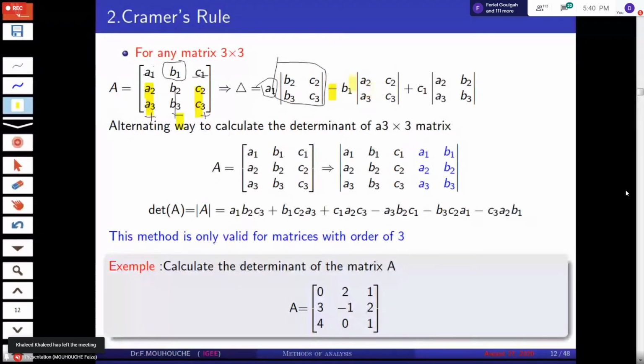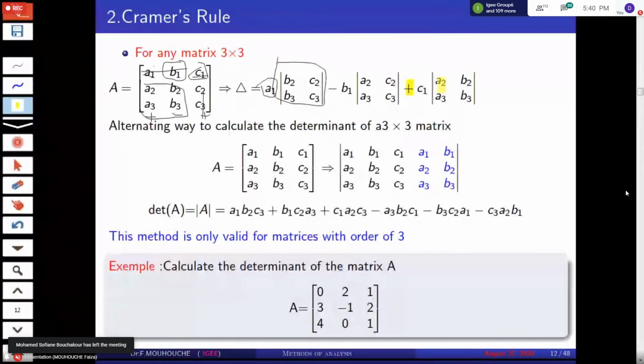And the last one is C1, the same thing. You select C1, eliminate its row and column, and we have the second order matrix. Here we have plus, so plus C1 multiplied by the second order matrix.